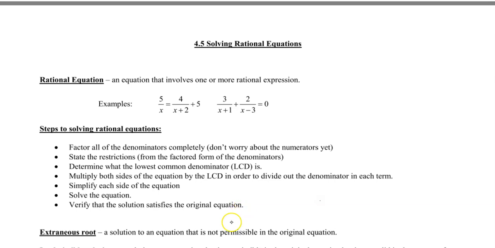Also, if there's a context to this problem, so say we're working out an area or something and we get a negative value for the width, then we know that that will not satisfy the conditions. Okay, and verifying also means that you're going to look back at the restrictions. Make sure that your solution is not one of the restrictions.